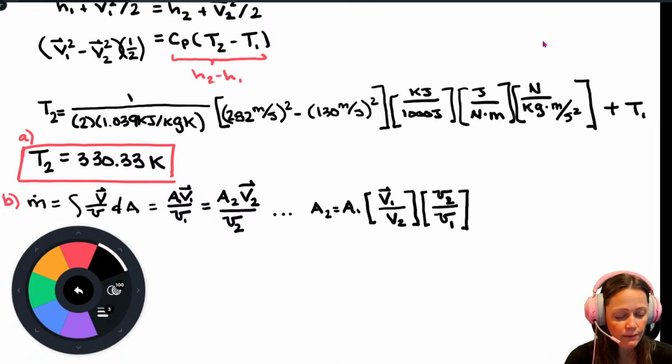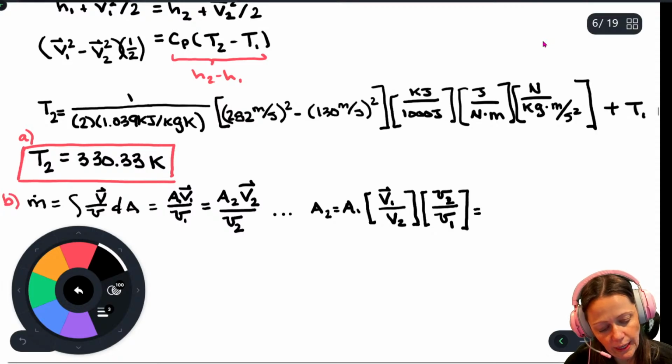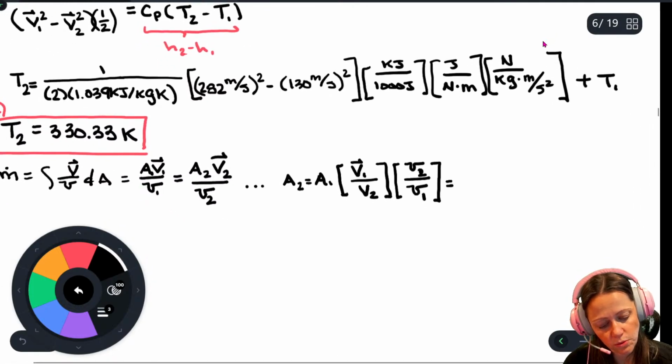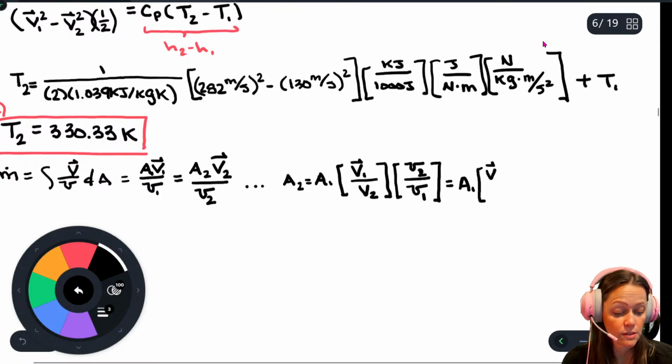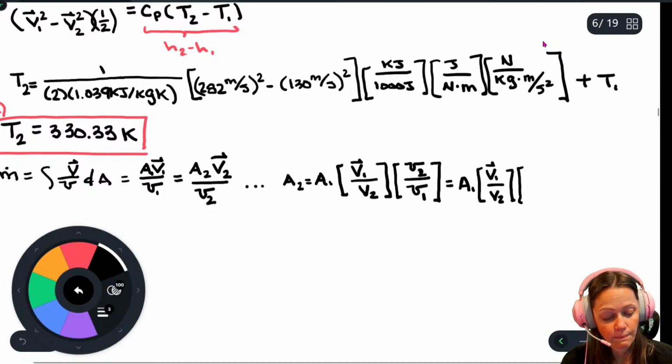So this would be V2, not V1, V2 over V1. Okay, I think I'm good there. I do have an ideal gas, so I can put that specific volume in terms of the ideal gas law. So the top part is going to be R T2 over P2.